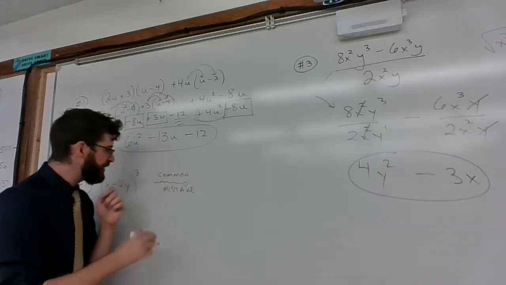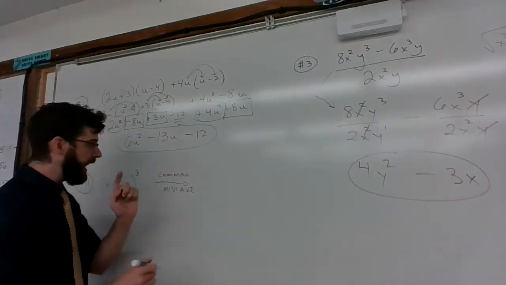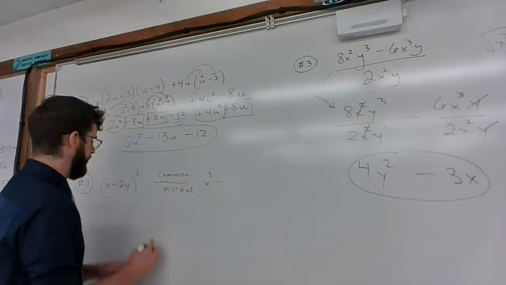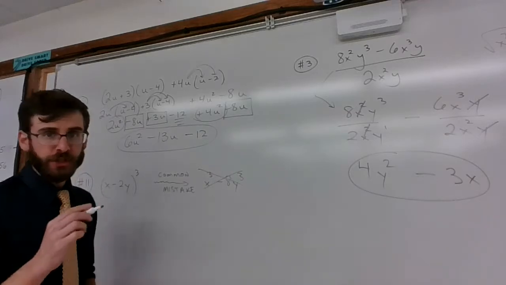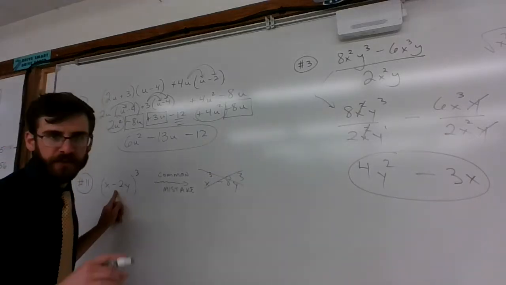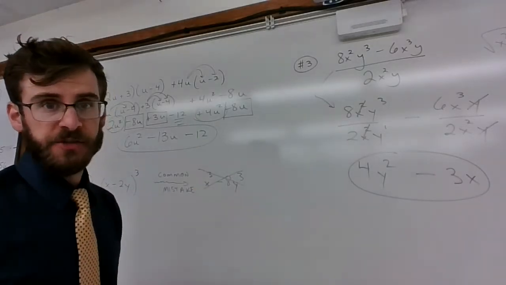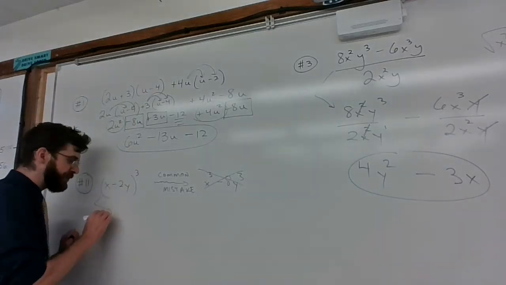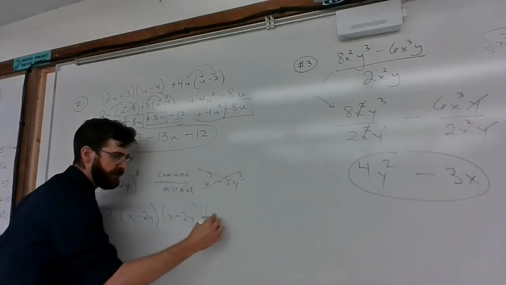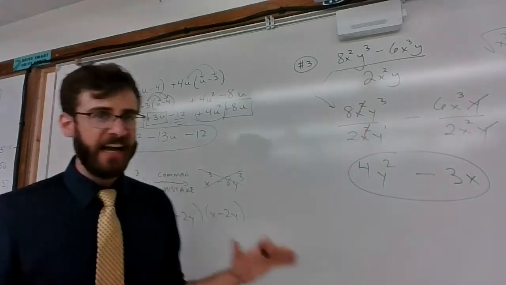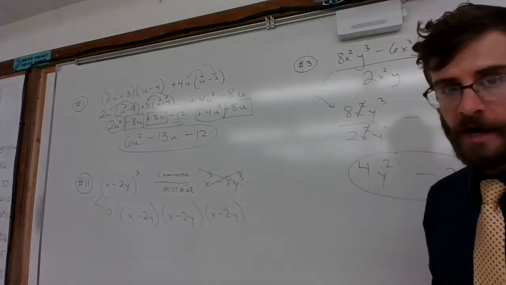Anyway, you do not want to just apply the 3 on the outside to every part on the inside. This is not x cubed minus 8y cubed. Nope. This minus in between works totally differently than the multiplication you saw in the exponents review chapter. You actually have to expand this by saying it's x minus 2y times x minus 2y times x minus 2y. And that's going to be vastly different than just x cubed minus 8y cubed.